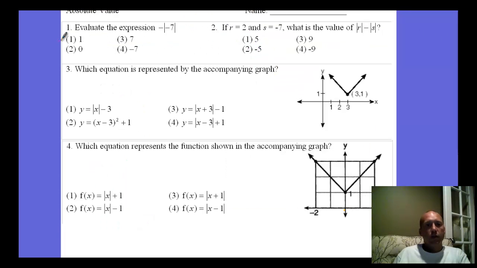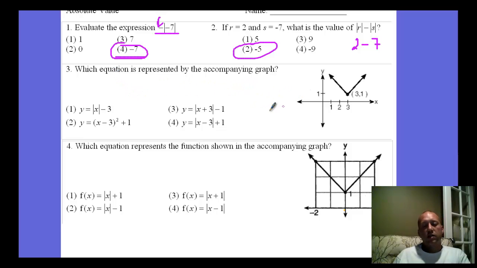So quick problems here. Let's evaluate the expression negative absolute value of negative 7. For that, the absolute value of negative 7 is 7, and then you have another negative that turns it into negative again, so it should be negative 7. For 2, we plug in r and plug in s into this expression. Absolute value of 2 is 2, minus the absolute value of negative 7, which is 7, so we end up back to a negative value, negative 5.